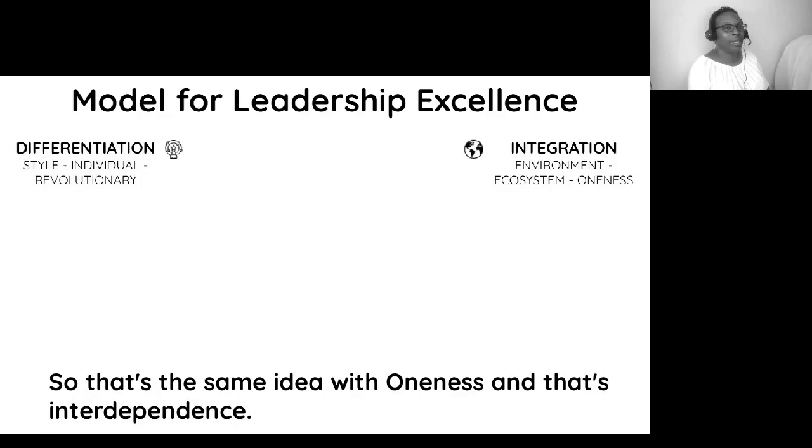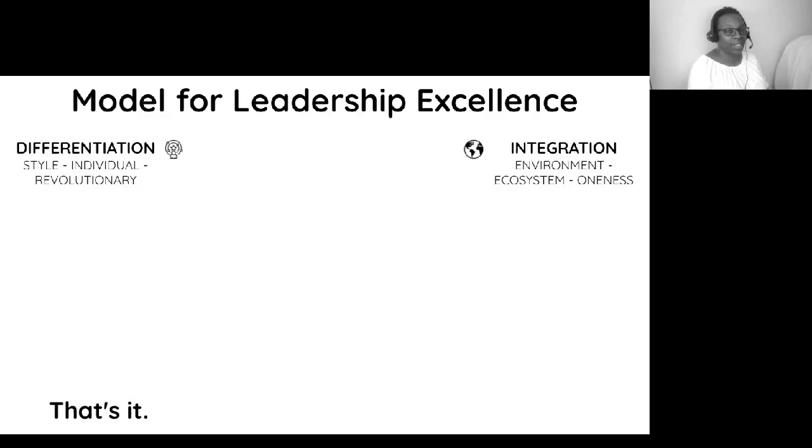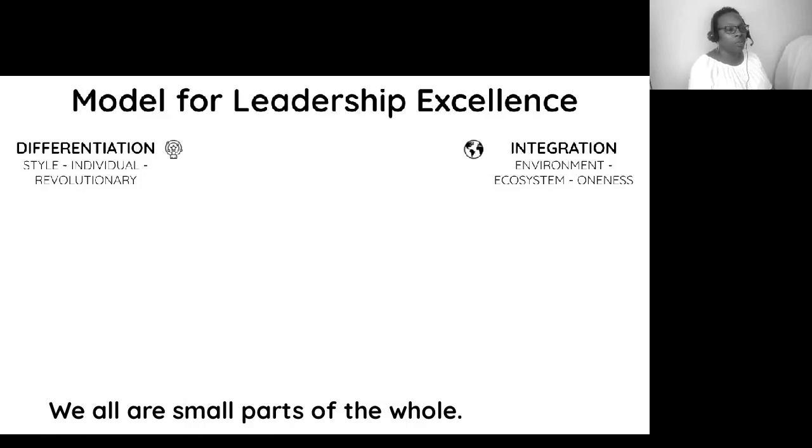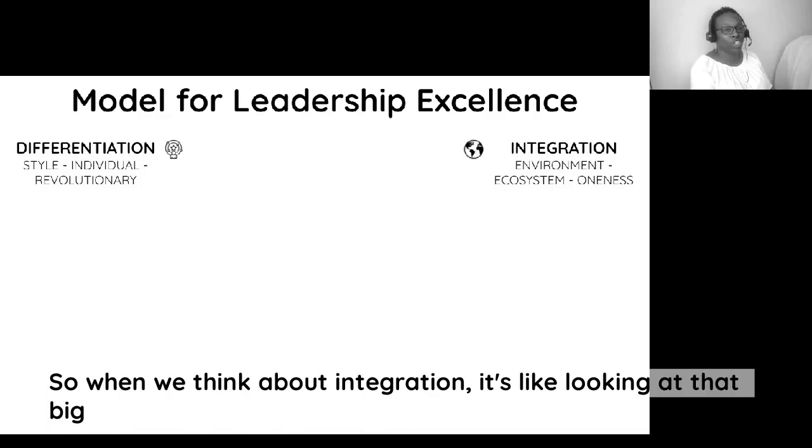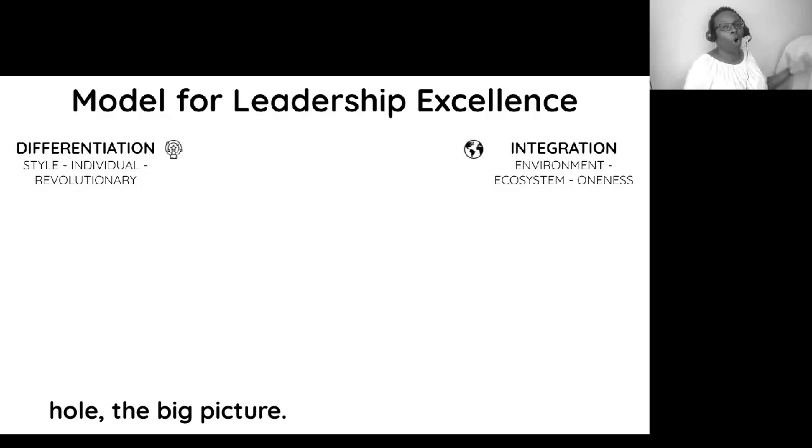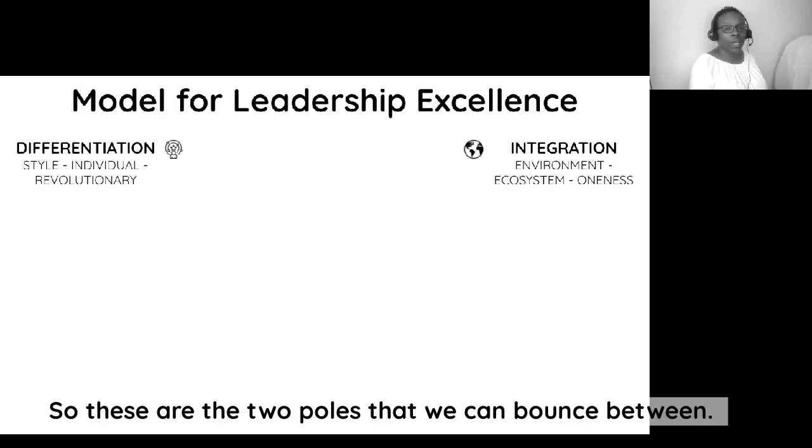So that's the same idea with oneness, and that's interdependence, that's interconnectedness, that's we are all one, we're all connected, we all are small parts of the whole. So when we think about integration, it's like looking at that big whole, the big picture. So these are the two poles that we can bounce between.